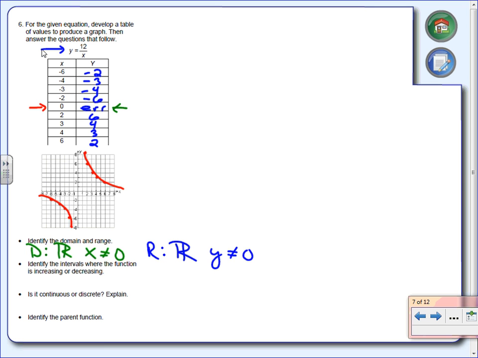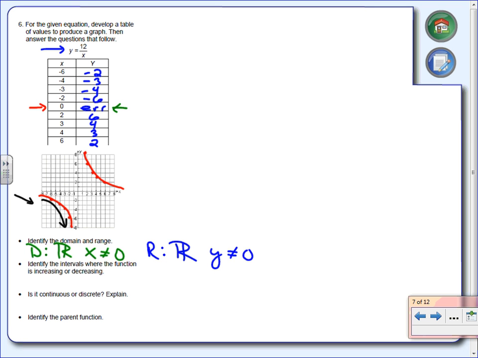Next question wants us to identify intervals where the function increases or decreases. So let's take a look at this graph here. Notice there's two parts. Let's take a look at this part down here in the third quadrant. What is it doing? Is it increasing or is it decreasing? Is it going up or is it going down? I'm looking at just this part right here in the bottom left. It's decreasing. Notice it's going down. When we start at the left and go to the right, this thing is going down.